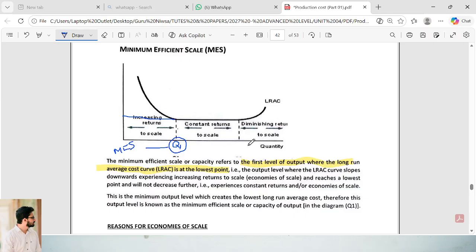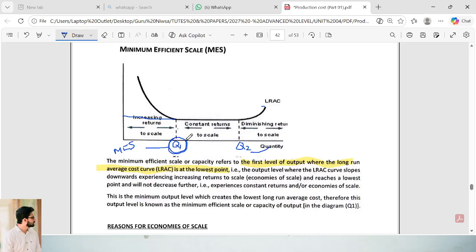But remember, Buddha, it's very important for an organization to know the maximum point. For example, the Q2 output level is the maximum output level that can be produced to remain at the lowest LRATC. You can see, Buddha, if they go beyond this Q2 output level, long run average total cost starts to rise, causing diseconomies. So this point is really important. This is the minimum point.